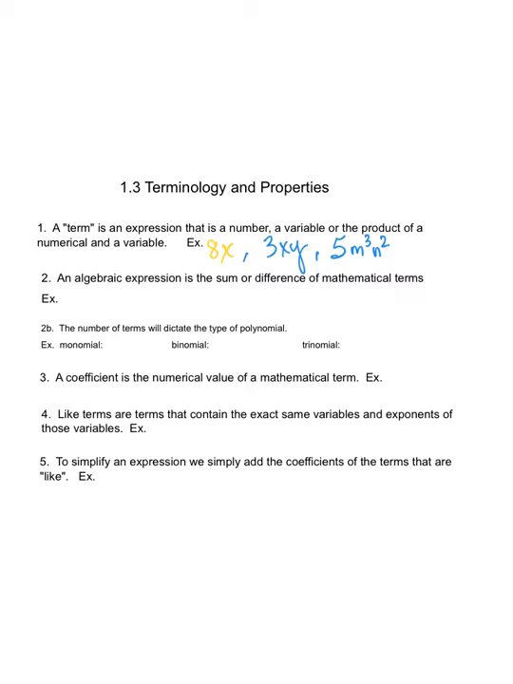3x plus 5. 3x is a term. 5 is a term. So when we add them together, we have an algebraic expression. 5x squared y plus 2xy squared. There's an algebraic expression. 7x squared minus 3y squared plus 4z squared. Ladies and gentlemen, that is an algebraic expression. It's just algebraic terms that are added or subtracted.